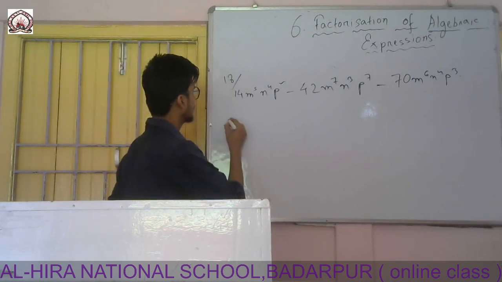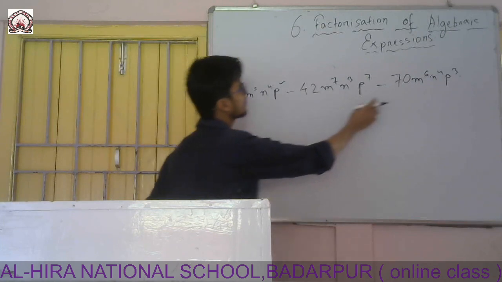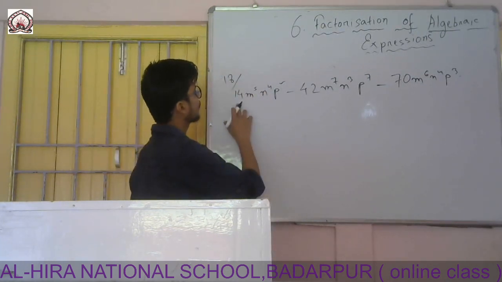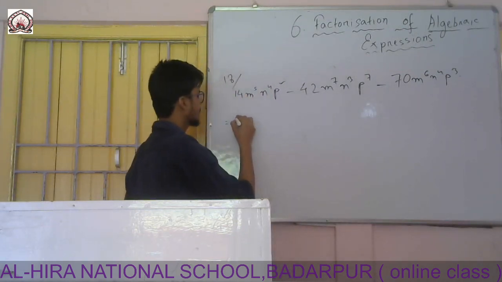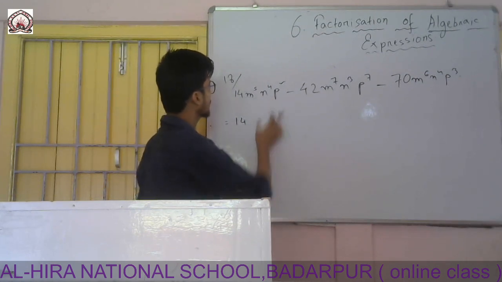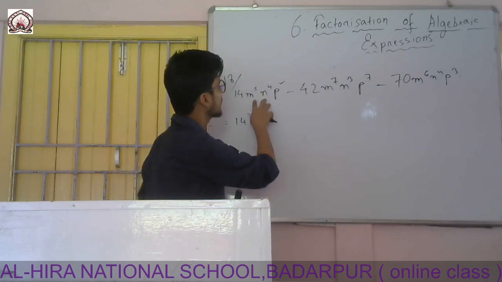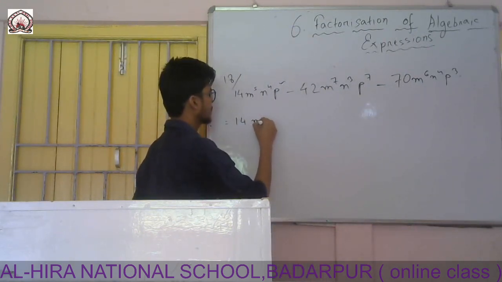So first of all, I will take out the numerical part, which one is common. These are all multiples of 14. 14 ones are 14, 14 threes are 42 and 14 fives are 70. So I can take out common term 14. Now I will go to the variable part. They are m to the power 5, 7, and 6. So which one is the least? 5. So m to the power 5.